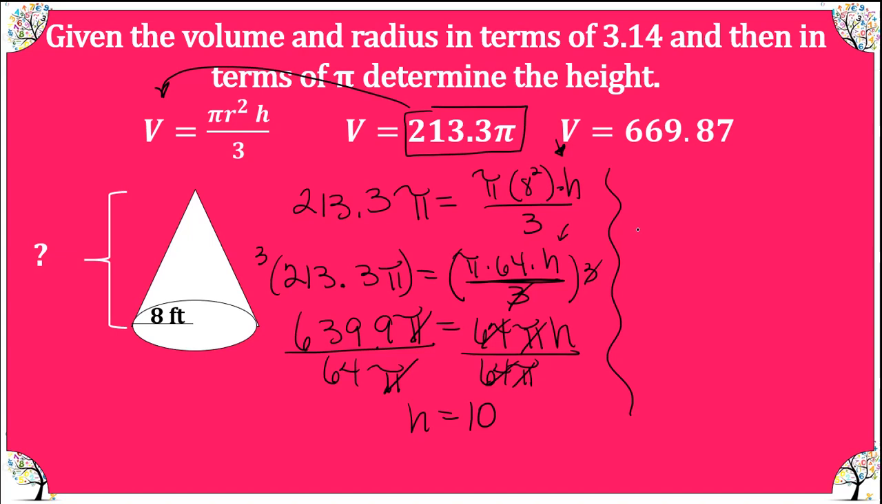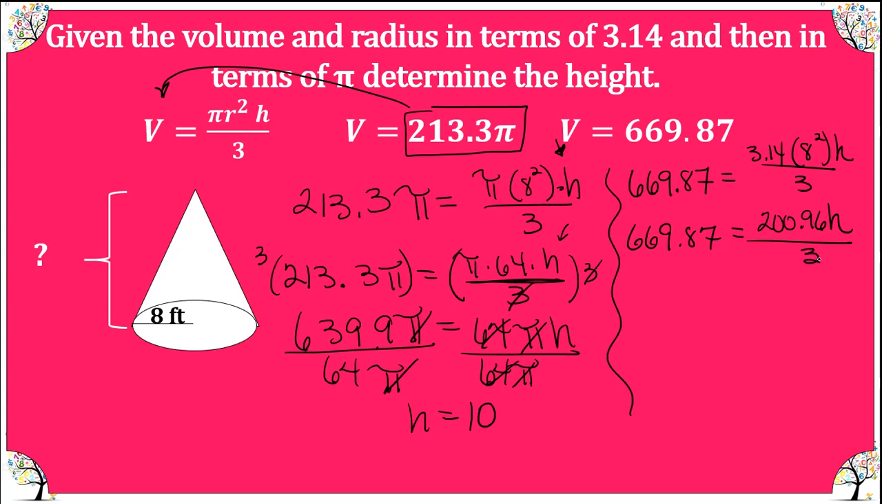Now let's do it in terms of 3.14. So 669.87 is the volume. Plug that in for V. 3.14 for pi. Our radius is 8, and we do not know the height. So I'm going to multiply the 64, that's 8 squared, times 3.14 to get the coefficient. 200.96 times h divided by 3. We're isolating h, so we need to multiply both sides times 3.